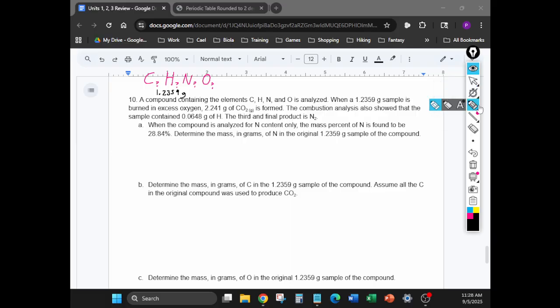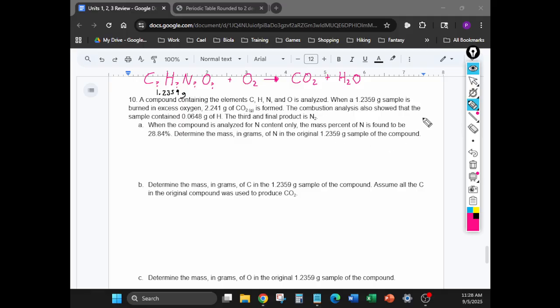All right, next thing it tells you is that it's burned in excess oxygen. Burning is a combustion reaction, so it's reacting with O2 gas. If you guys remember combustion, what are the two products of combustion? Water and carbon dioxide. Correct. So you got CO2 and H2O. So we know that that's automatically going to be made.